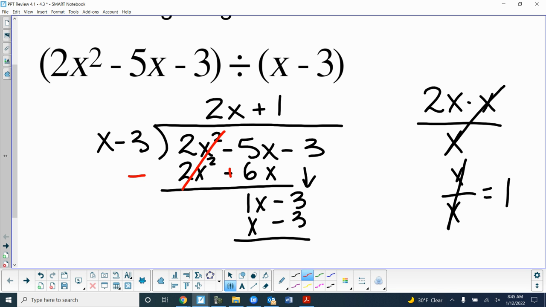When I subtract, what happens to this second minus 3? It's addition, right? So what's my remainder? 0. There is no remainder. So that's it. 2x plus 1 is our answer. Okay?